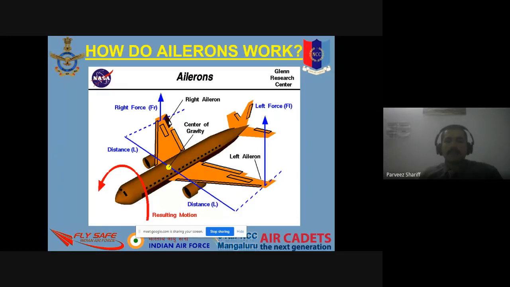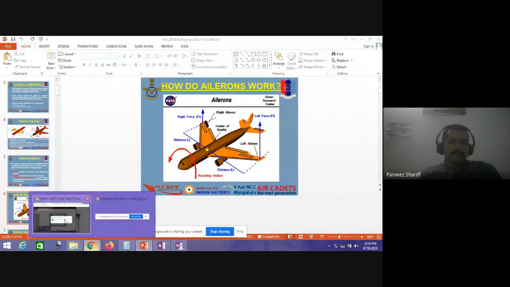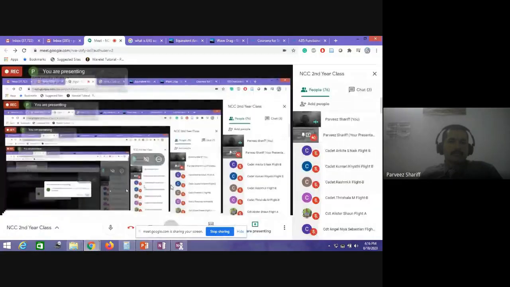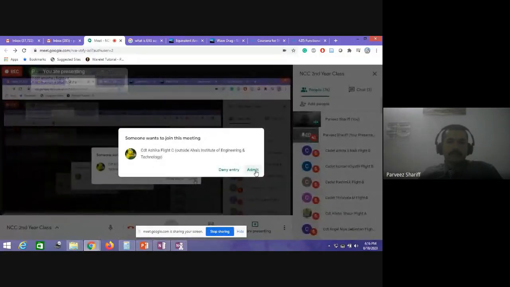When the camber is decreased, what happens? The lift is reduced. So what happens? The starboard side wing goes down and the port side wing goes up, and it will roll to the right side. Okay. So here we call it the left aileron and right aileron, or we can also call it the starboard and port side as well.